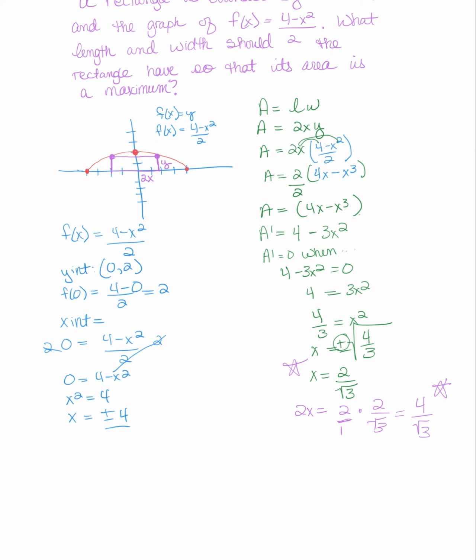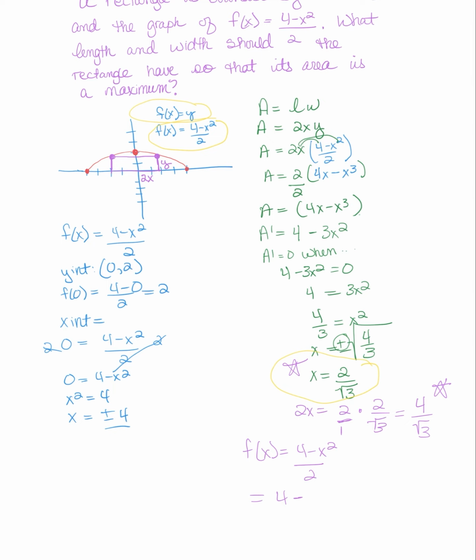Well, we know x now. Right here, we found x. Now we go back to our constraint equation and plug in for x what we found, and then we'll get our f of x, which remember we said equals y. So we have f of x equals 4 minus x squared over 2. So we have 4 minus 2 over square root of 3.